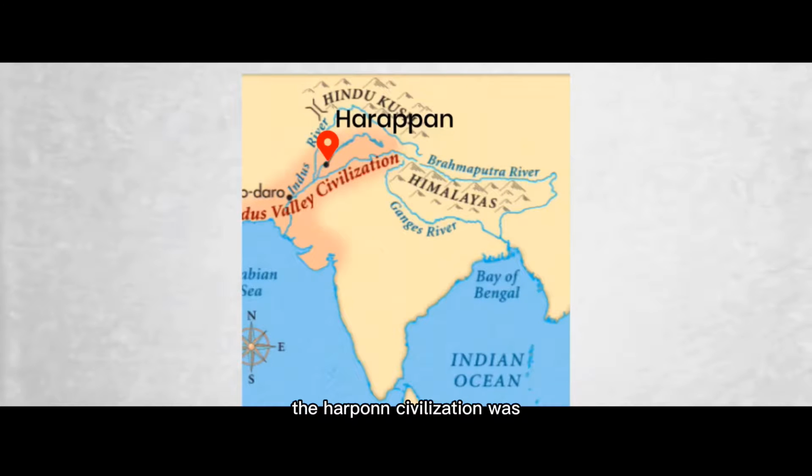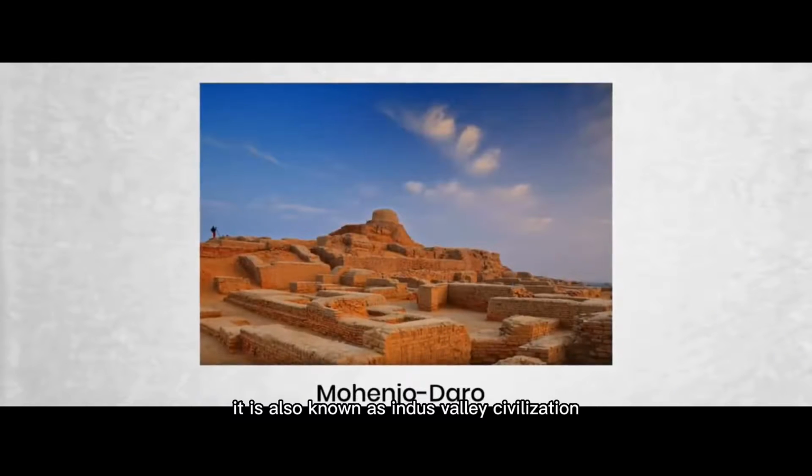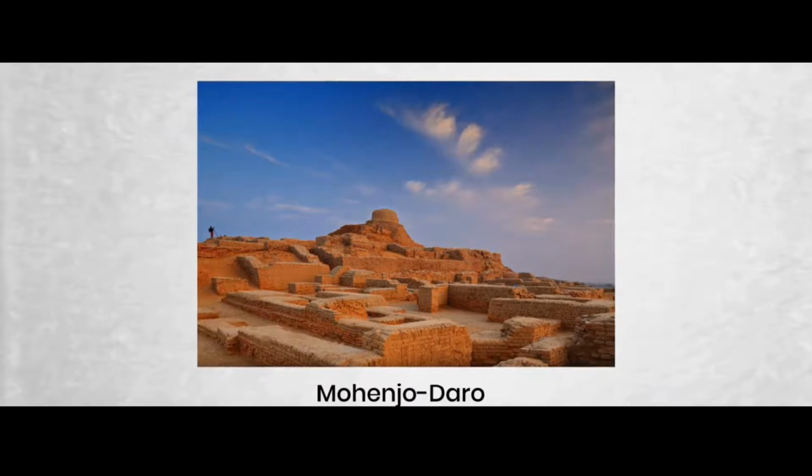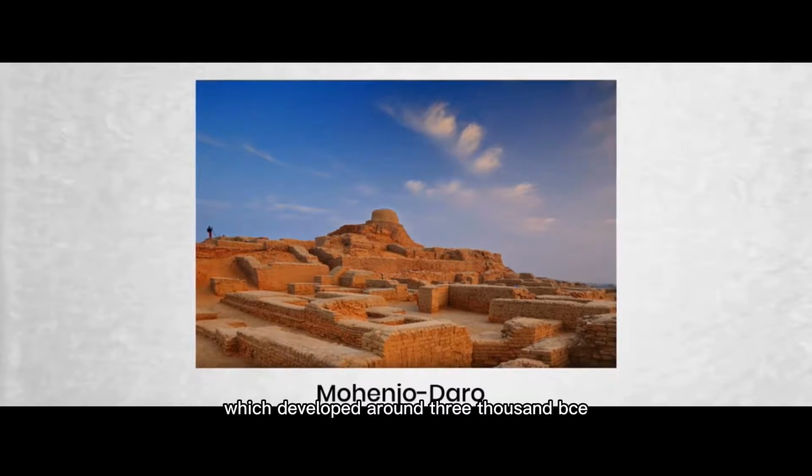The Harappan civilization was situated between the Indus River and Ganga River. It is also known as Indus Valley Civilization, which developed around 3000 BCE.